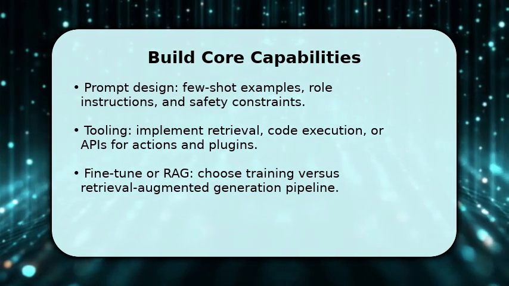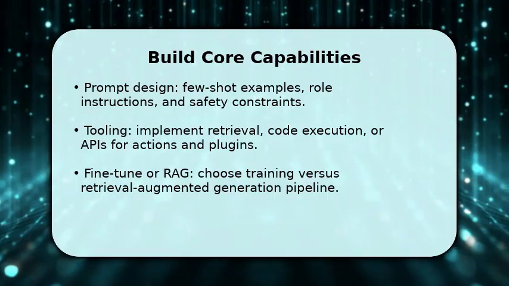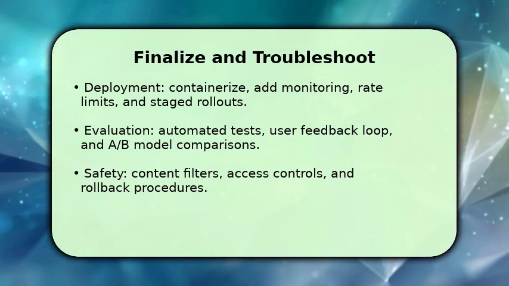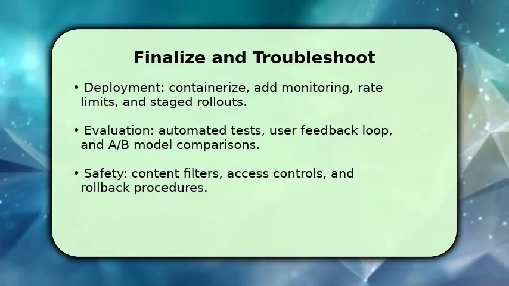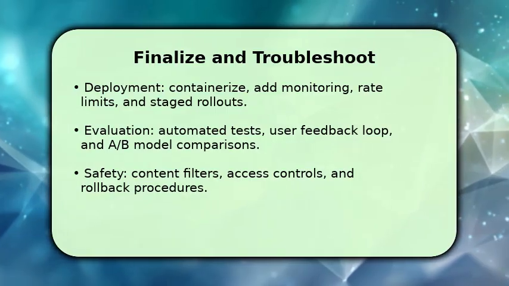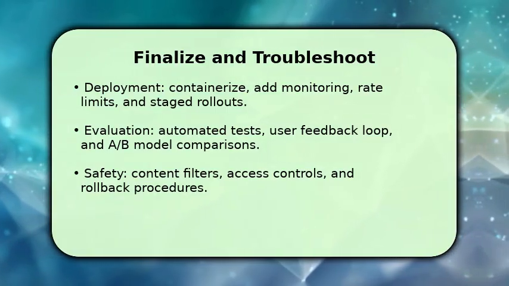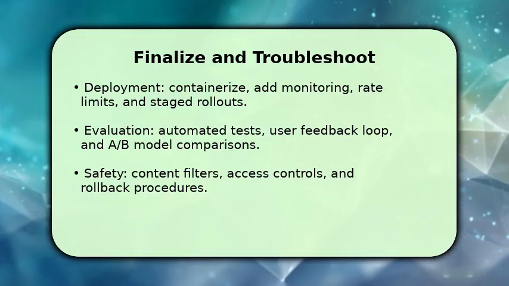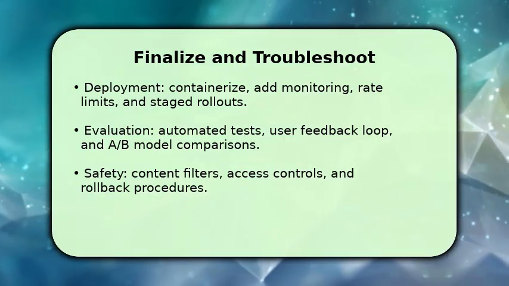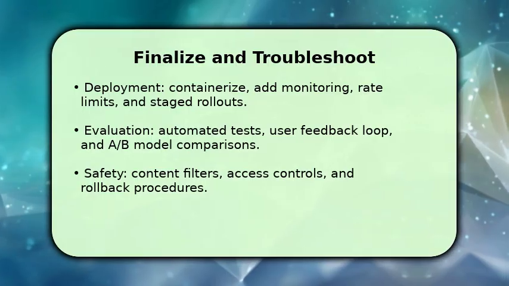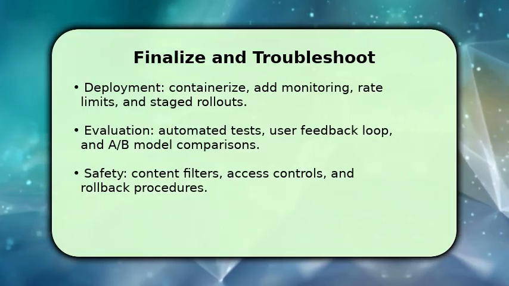Finish by hardening, deploying, and validating the assistant in production. Containerize or use serverless hosting, add observability, rate limits, and staged rollouts to control risk. Implement automated test suites and a user feedback loop. Run A/B comparisons to validate improvements. Ensure safety with filters, role-based access, and clear rollback procedures.